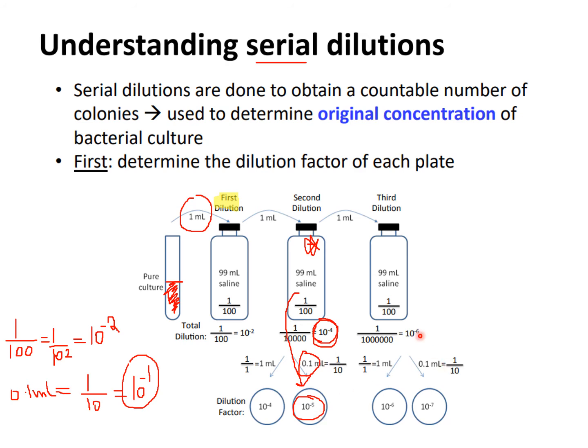Okay? Let's say you used that third test tube, whose dilution factor is 10 to the negative 6. If you just plate 1 mil, which is exactly the same, then it stays 10 to the negative 6. But if from that third test tube you plate 0.1 mil, again, that's another 10 to the negative 1 plus the 10 to the negative 6. Now you've diluted your bacteria on this plate by 10 to the negative 7. Okay?